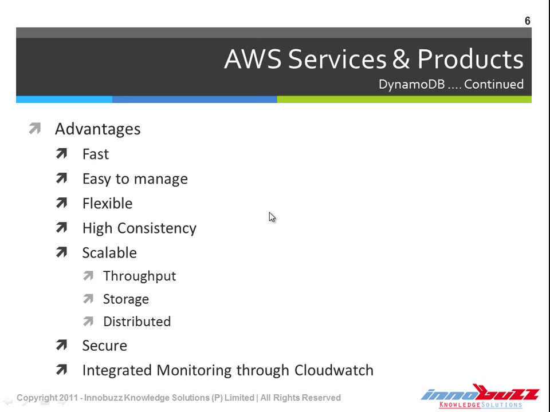And when it comes to flexibility, since the data is replicated between multiple zones, even if one zone goes down, we will have our data stored in other zones available in Amazon Web Services, and it's easy to manage in case of disaster recovery. It gives high consistency due to storing the data in multiple zones, and it's also scalable.